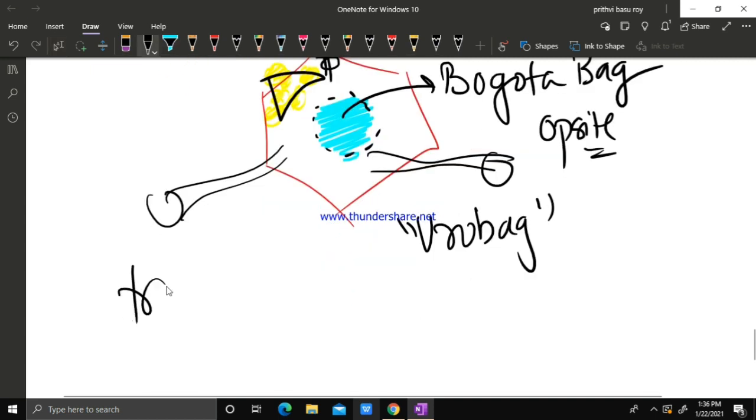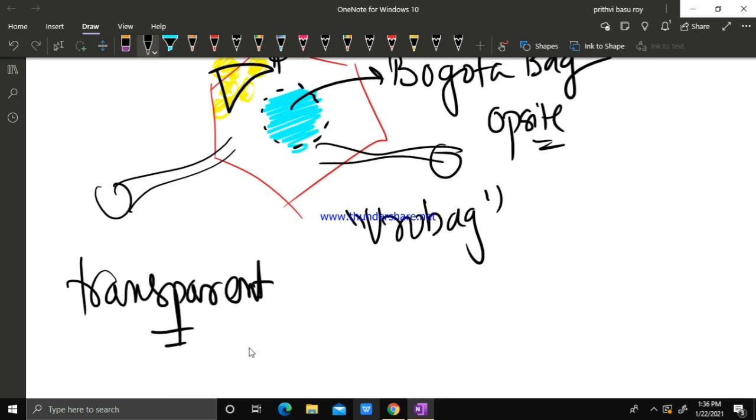But the very good thing is it's transparent, so you can see what is happening. In burst abdomen also, you cannot suture, so immediately you put a Bogota bag. Anyways, this is what you do.